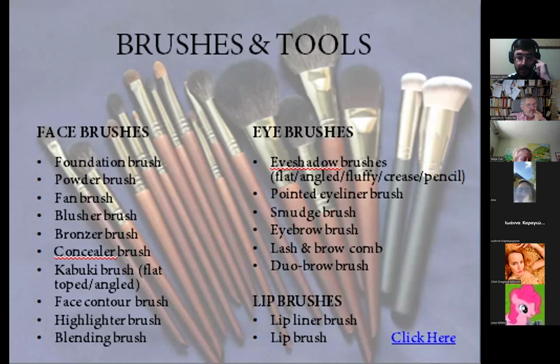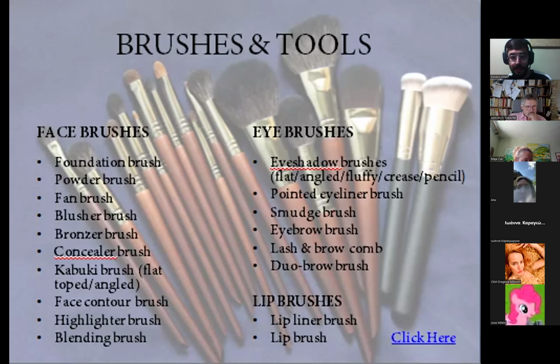The duo brow brush is a multitasking brush, as you can line your upper lash line using the angled end and also fill in your eyebrows as well. It is usually made of synthetic bristles, and it can also be used with powders, liquids, and creamy substances.